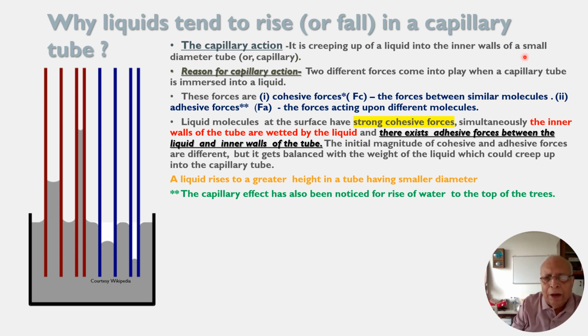It is the creeping up of the liquid along the inner walls of the capillary tube, and these forces are because of cohesive and adhesive forces. When the adhesive force is strong, the inner walls of the tube are wetted by the liquid, and there exists a force between the liquid and the inner walls of the tube. The magnitude of the cohesive and adhesive forces are different, but it gets balanced with the weight of the liquid which creeps up into the tube. A liquid rises to a greater height in a tube having smaller diameter. That is what is shown here.